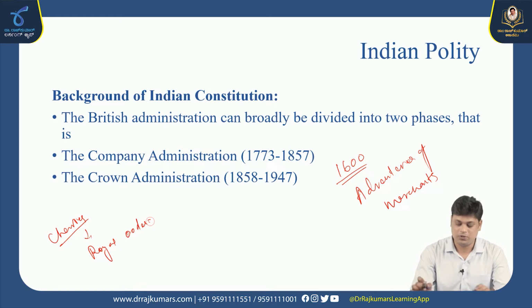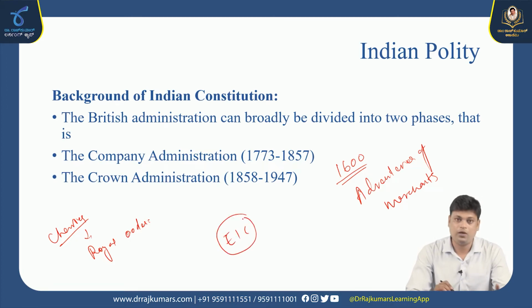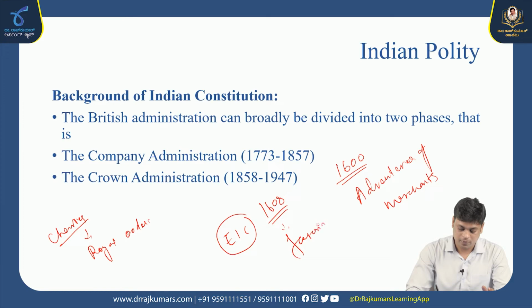This charter was received by the adventurer merchants and they renamed it the East India Company. The East India Company came to India in the year 1608 for the purpose of opening their factories. Okay, they came to India and reached the court of Jahangir under the Mughal Empire, and Jahangir gave a Farman to open their factories in the regions of Surat and Masulipattnam.